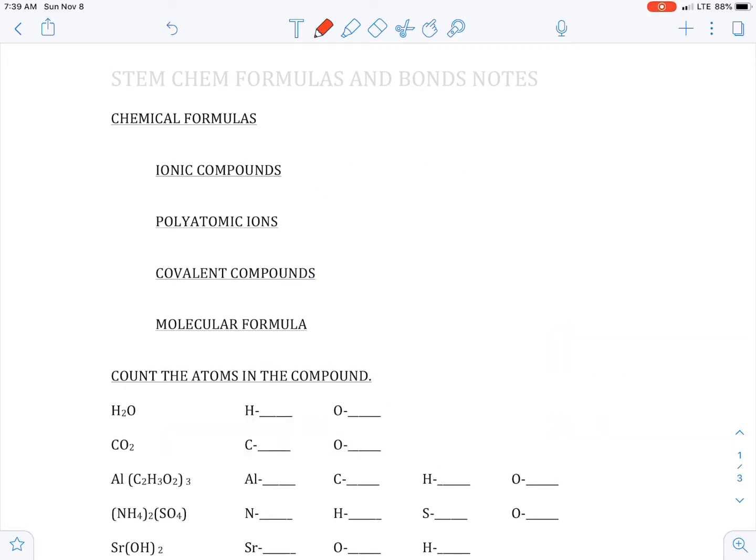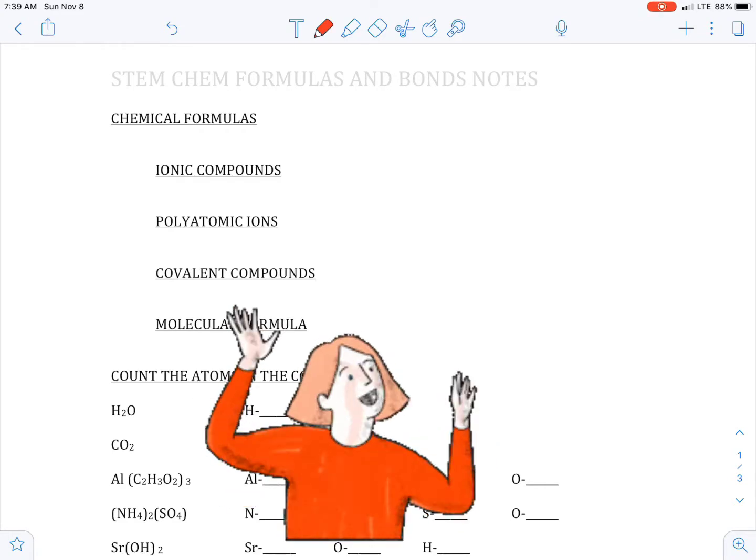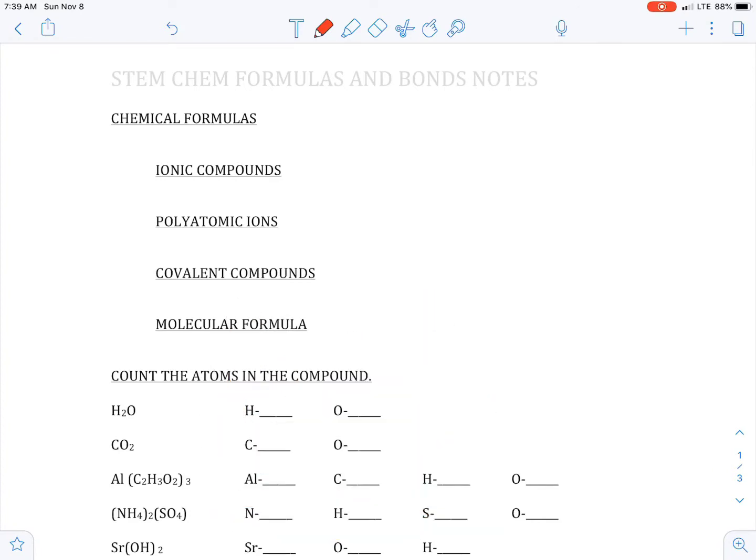We just did one day of lecture, and so if you already know how to count the atoms and you were there that day, then you've already done this lesson. Make sure that you have turned in your Count the Atoms worksheet, and that will be this lesson today.